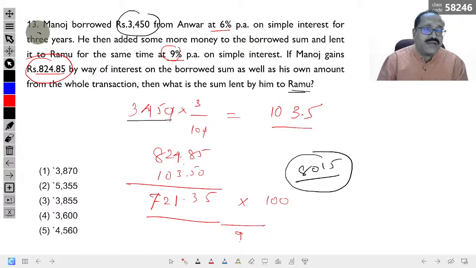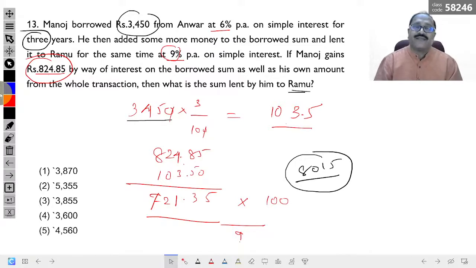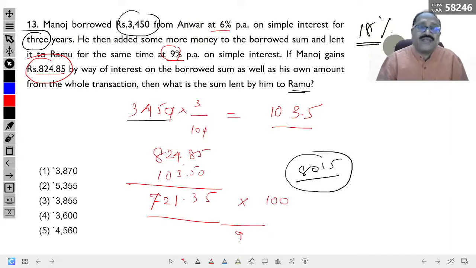I am ignoring the time. I did not consider the time. That is where I am making a big blunder. So look at this one. This is for 3 years. So 6% for 3 years, that is 18. 18%. 6 3 is 18.